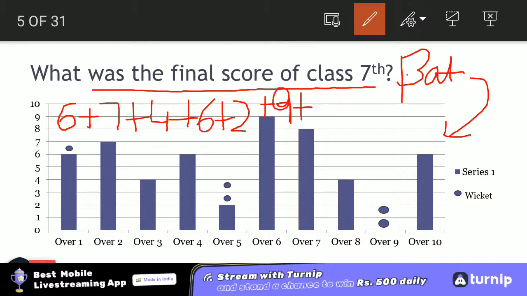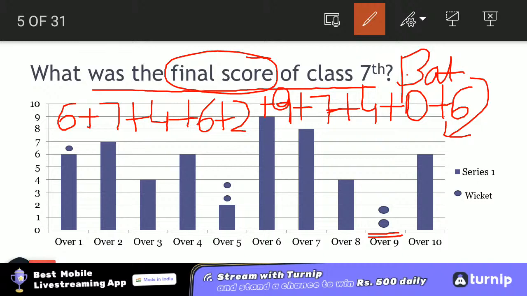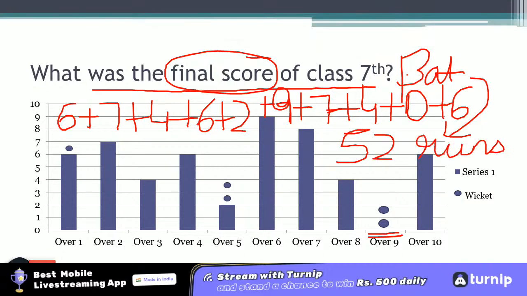Over 7, we have 7. Over 8, we have 4. And in over 9, we have 0. See, there are no runs in over 9. And in over 10, we have 6. So adding up all, you need to tell me how many runs. What was the final score means how many runs. Basically, score means not the marks over here. It means the runs. So 52. When we add, we will get 52 runs were scored by the class 7th.